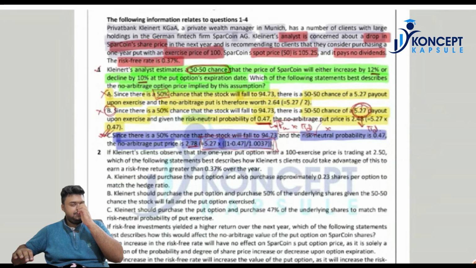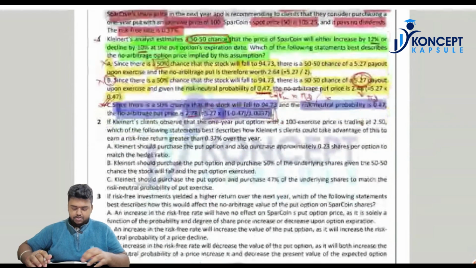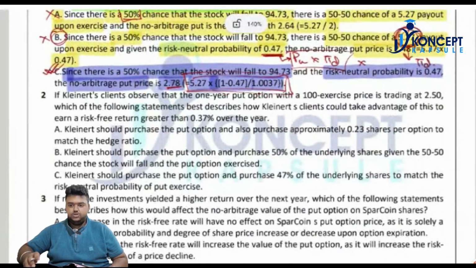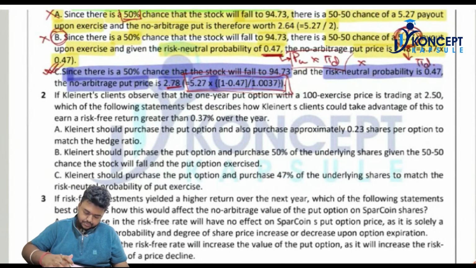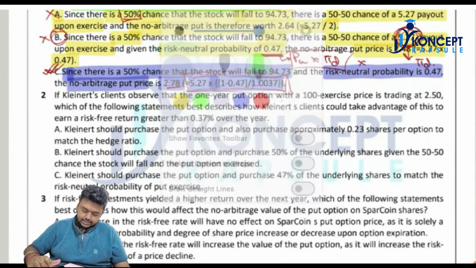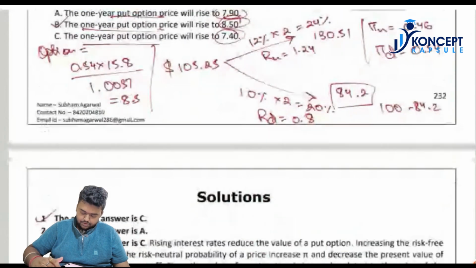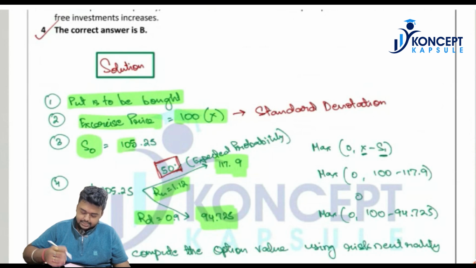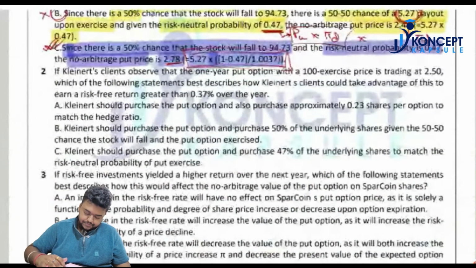Hey guys, so we will do the remaining 2 questions. These 2 questions are based on replication and hedge ratio. So let us look at it. The data of the question remains the same. Put is to be bought. Exercise price at 100. Existing price 105.25. The basic data is the same.